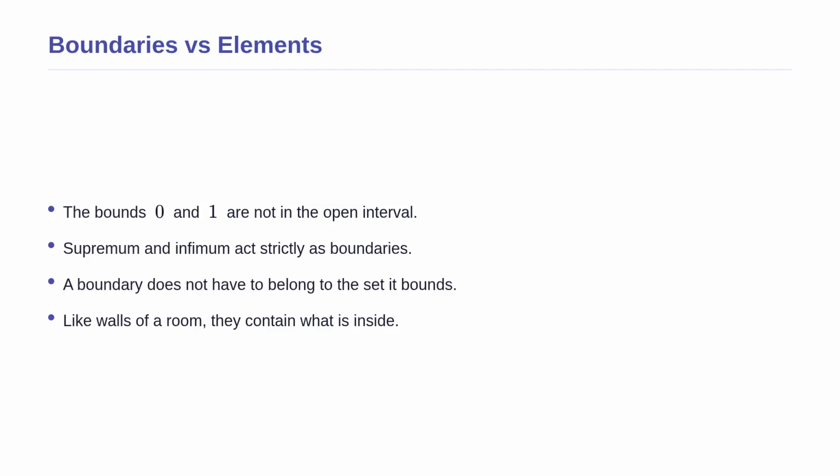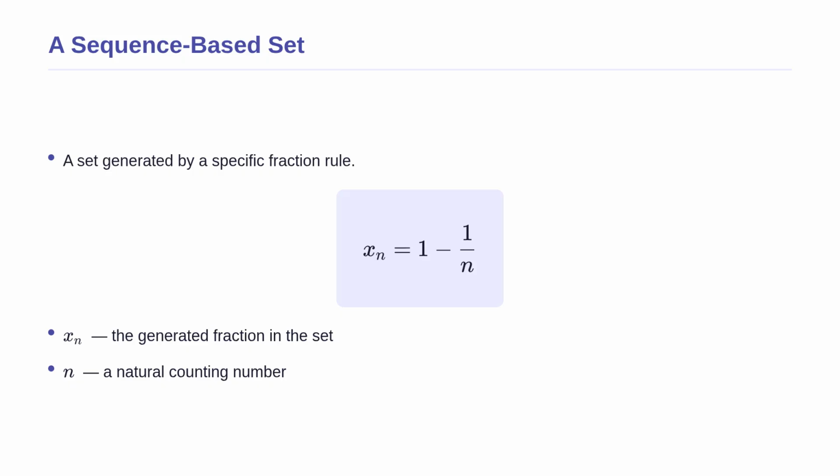This simple example we just solved leads us to an incredibly important rule in real analysis. Notice that the numbers 0 and 1 are not actually inside our open interval. They are strictly boundaries. The supremum and infimum act as the walls of a room. The walls contain the people inside, but the walls themselves are not the people. A boundary does not have to belong to the set it is bounding. This distinction is crucial because it allows us to define limits for sets that approach a value but never actually touch it.